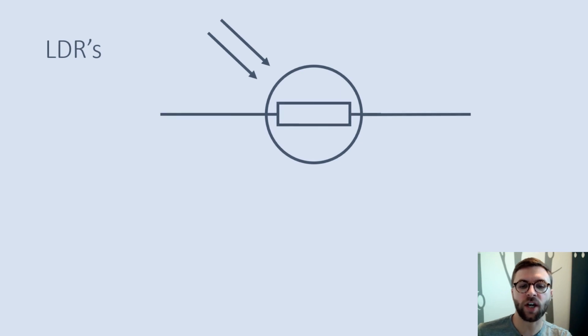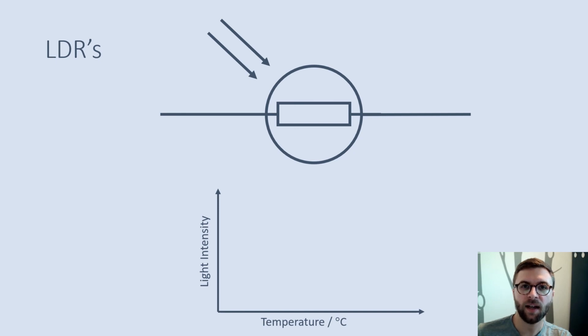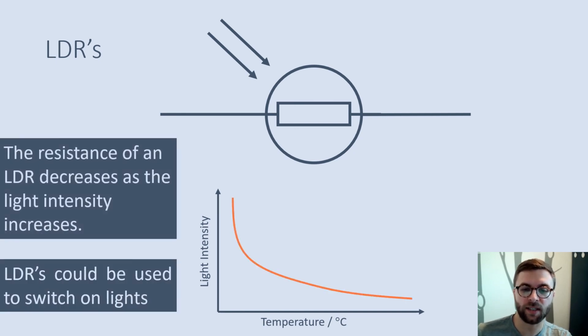LDRs, as the name suggests, are components whose resistance changes according to light. As the light intensity increases, the resistance of the LDR decreases. And this could be useful in situations where you want to control electrical circuits in response to changing light intensity. For example, LDRs could be used to switch on lights in a room when it gets dark.